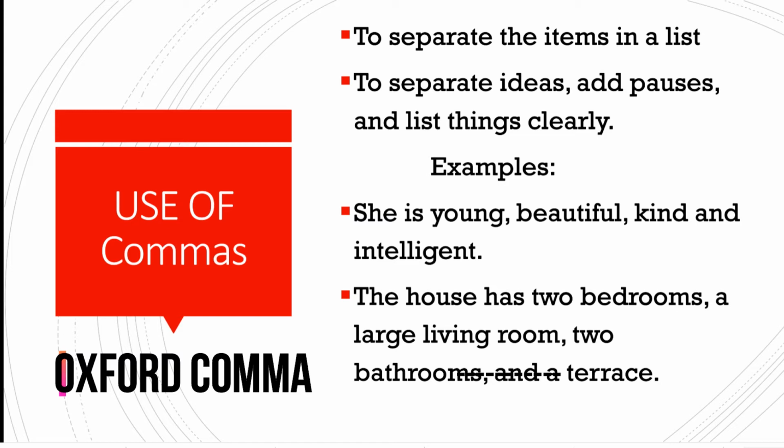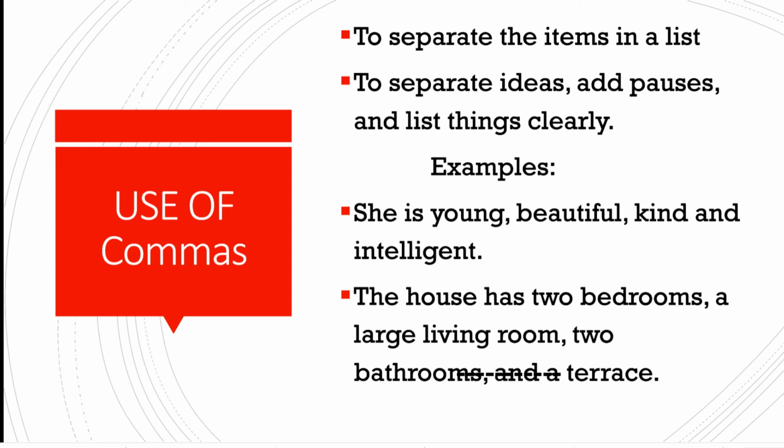The acceptable thing about this use of the Oxford comma, used before the word and after the second last item of the list, is that it's used to clarify long phrases. When we use long phrases in a sentence and separate them, we use the comma after the second last phrase of the sentence to make the meaning clear.